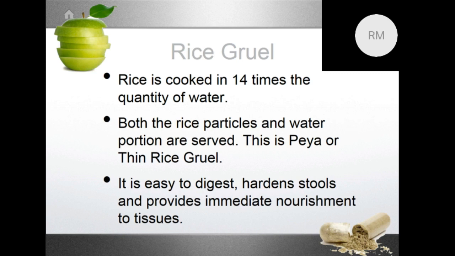So what is important? Why am I mentioning this? This is a procedure in Panchakarma.